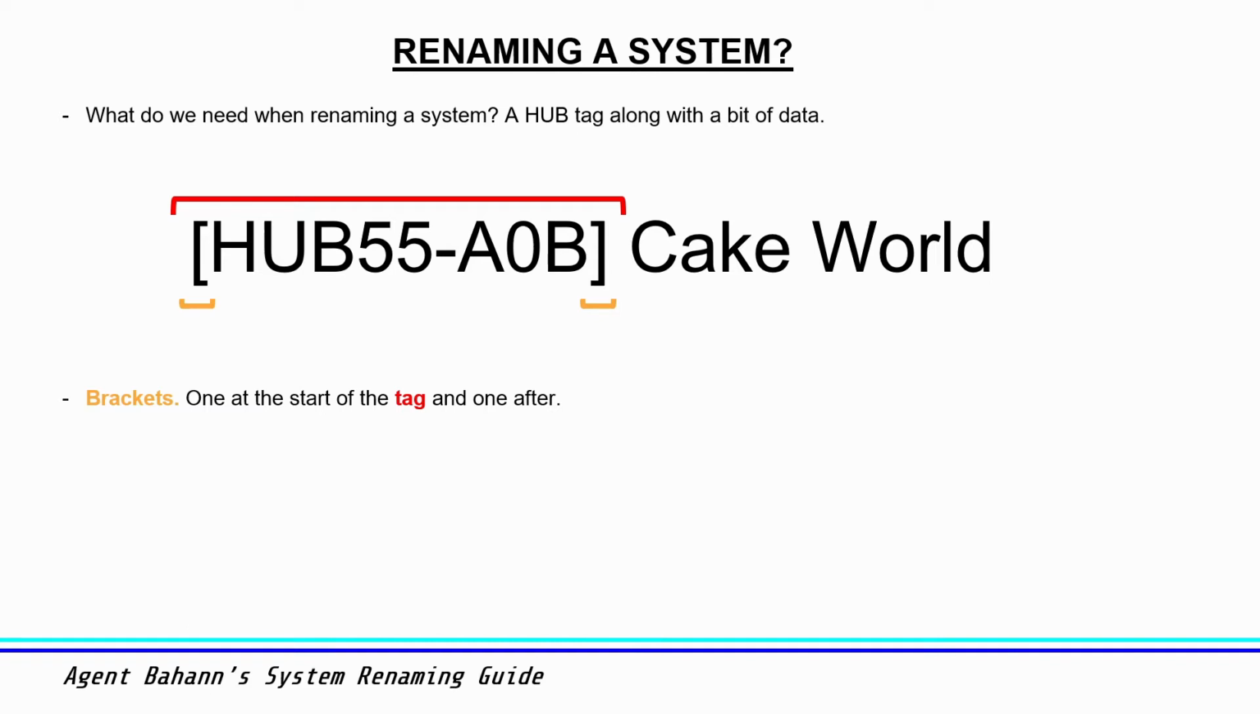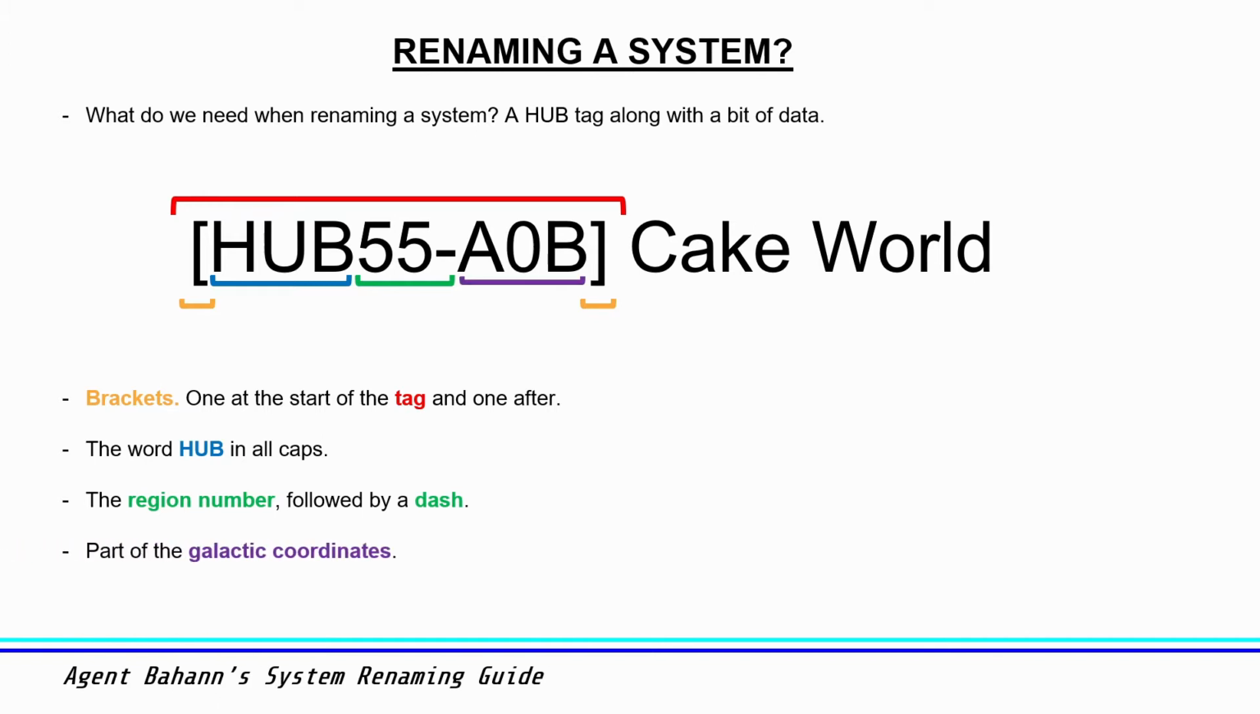First, the brackets for the tag, one at the start of it and one at the end. The word hub in all caps, the region number followed by a dash, no spaces. Part of the galactic coordinates, and the system name. It is preferred to keep the original name. In some cases, however, your organization may ask you to name the system differently for special projects, such as finding a new capital system.